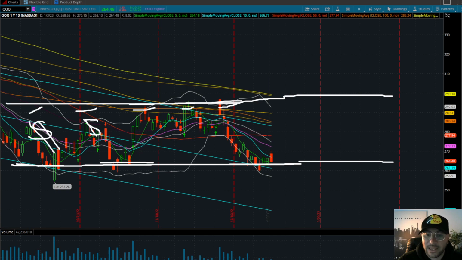Now, what do I mean by that? What I mean is when we are stuck in a channel, when we're stuck in distribution, especially as long as this has gone on. If we look at it, this is a 40-point range. So this is not a tiny range. We're not talking about 5 points, or 2 points here. We're talking about 40 points.